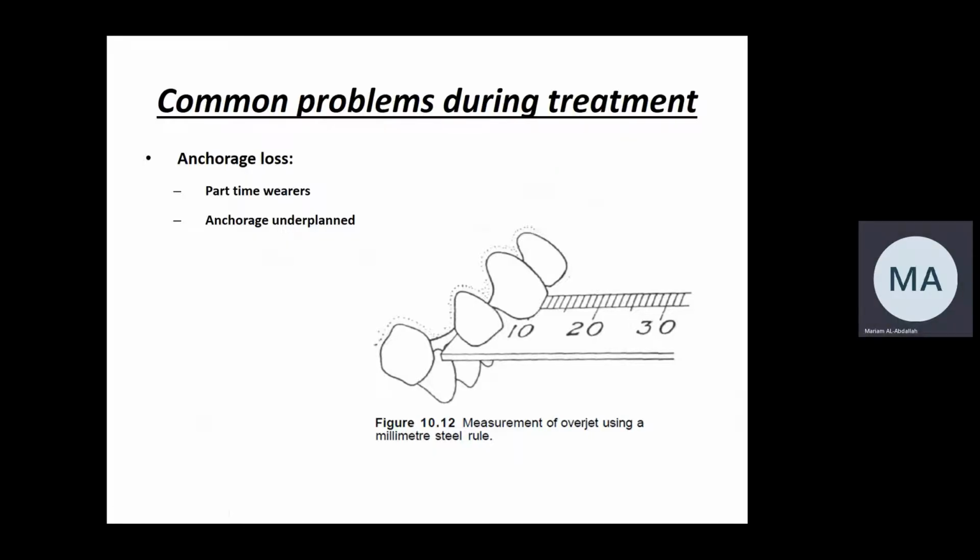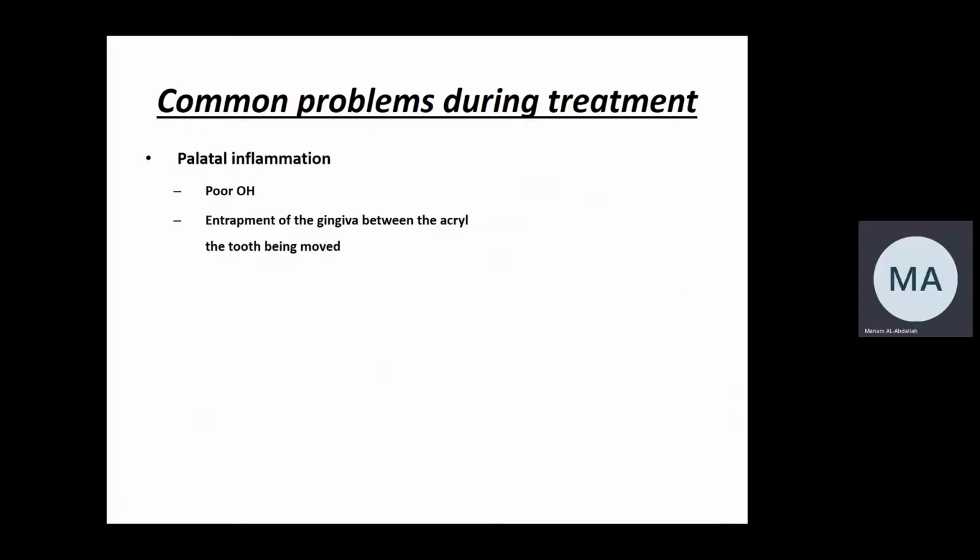For example, I'm trying to distalize the canine. So the canine should be distally moved. The reaction is that the anterior segment moves anteriorly. So if I have proper anchorage, the overjet should not change over the visits. If it increased, that means I have loss of anchorage. The anchorage is not properly planned, or the patient is not wearing the appliance as instructed.